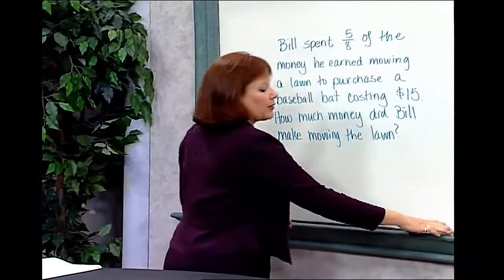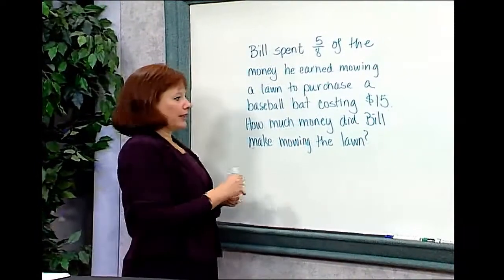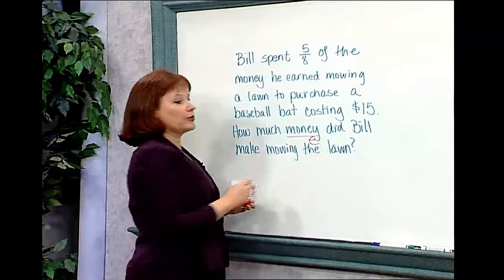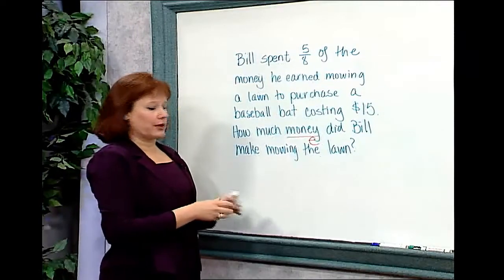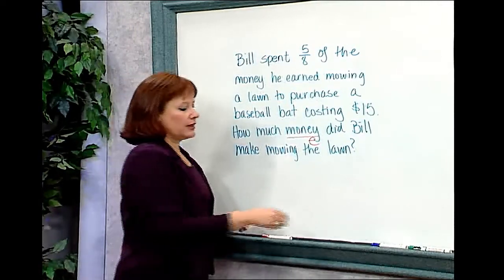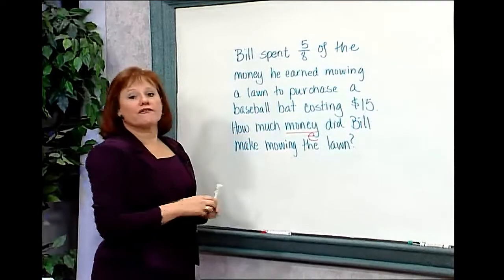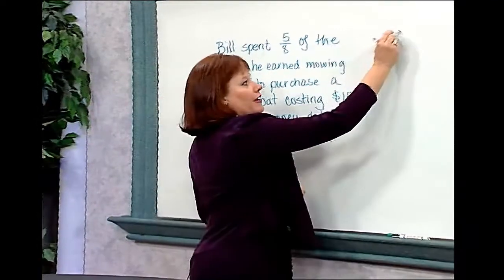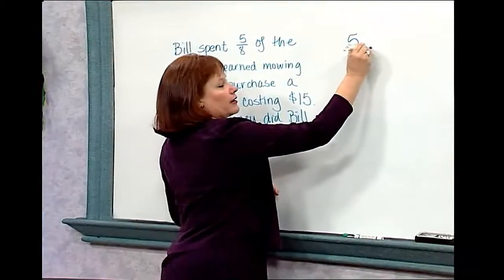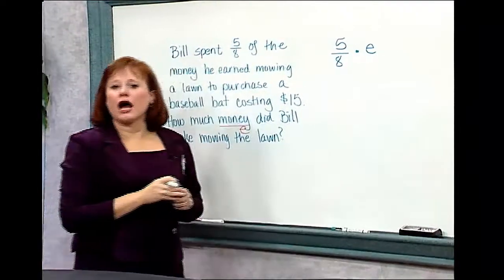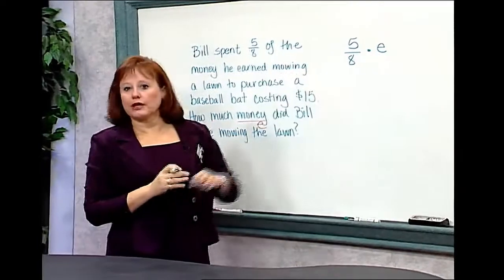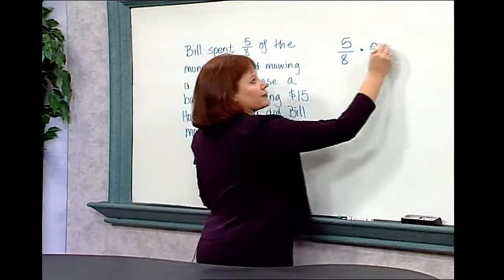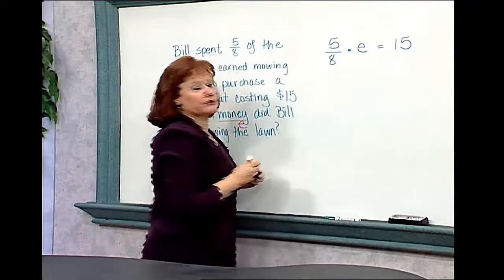If we read through the problem, we're trying to find out how much money Bill made. So the money that Bill made will be his earnings, and we'll call that the variable E. That's what we're trying to find: how much money did he earn mowing the lawn. It says he spent 5/8 of the money he earned mowing the lawn. So I'm going to have 5/8 of his earnings, 5/8 times E. You can see this is a multiplication problem. And it says that amount is $15. So 5/8 of his earnings total $15.